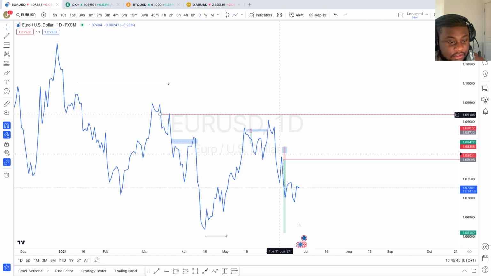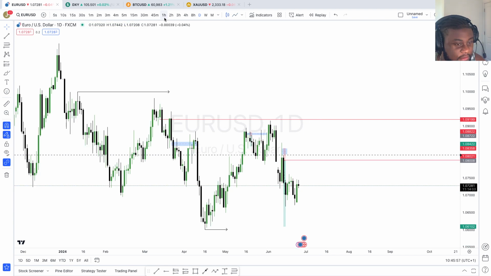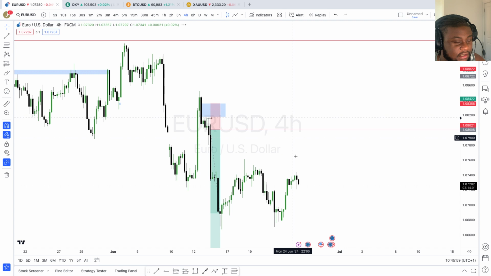Next up is Euro USD. As you can see, similar picture to the dollar. We are still holding that previous lower high, lower low. So we've pulled back up, so I'd like to see a potential lower low formed. Now, in regards to Euro USD, it's a little bit tricky.